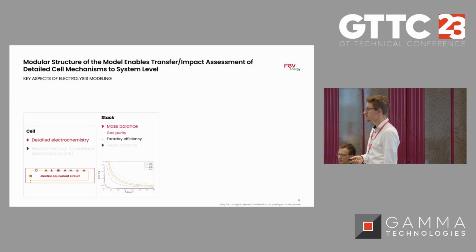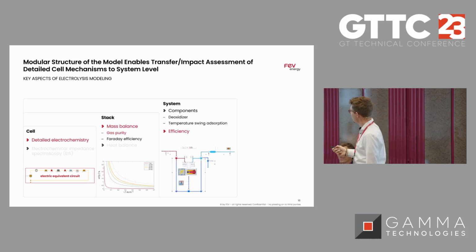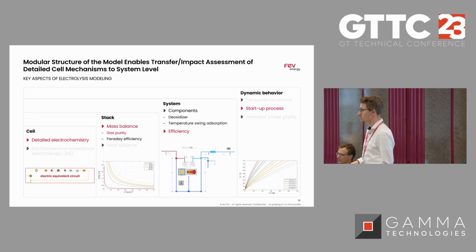Then moving to the stack, we look at the mass balances and the gas purity, which is key, especially on the anode side, so that we don't have too much hydrogen and oxygen, which is always bad if it gets too much. And then to get to the system, to have all the pumps as well, to take the losses into account, and see how these losses affect the overall system efficiency for different cell parameters and so on. And then we have a model that we can also run transiently, with dynamic behavior.